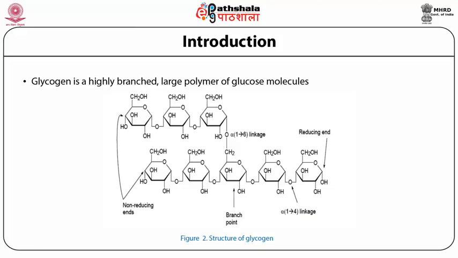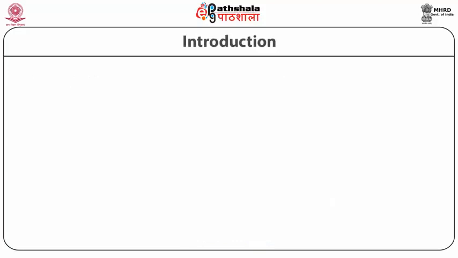it forms a branching point. So in the structure of glycogen, there are two ends: one is the reducing end and the others are non-reducing ends. Thus, it gives a very complex and highly branched large polymer of glucose molecules. Glycogen occurs in the cytoplasm as granules. Granules also contain the enzymes and regulatory proteins required for its synthesis and degradation.